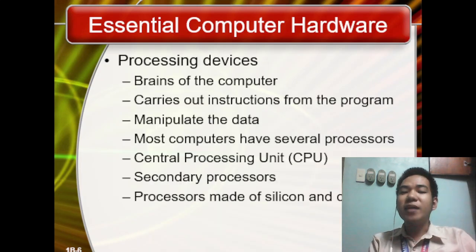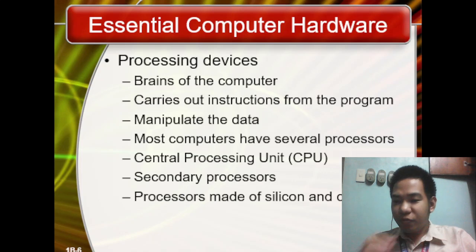So processing devices, these are the brain of the computer. So if the operating system is the heart of the computer, then the brain of the computer is actually the processing devices. And the most commonly known as the brain of the computer is called the CPU. So that's central processing unit or the CPU processor. Okay, that's the brain of the computer.